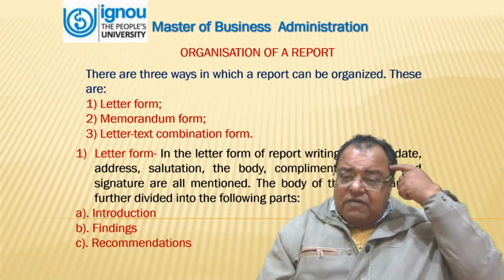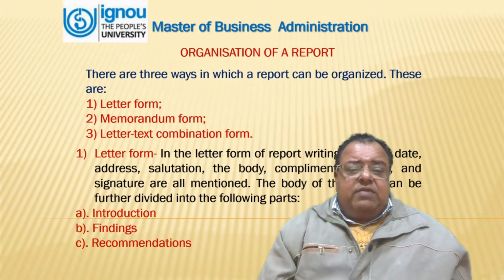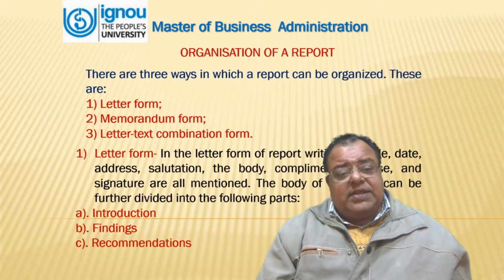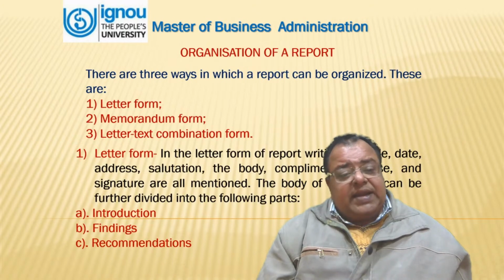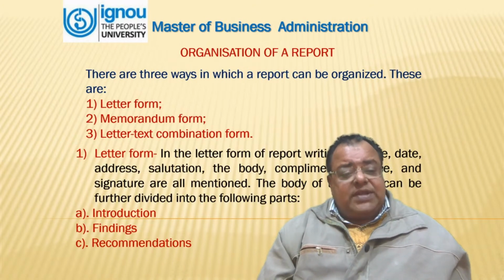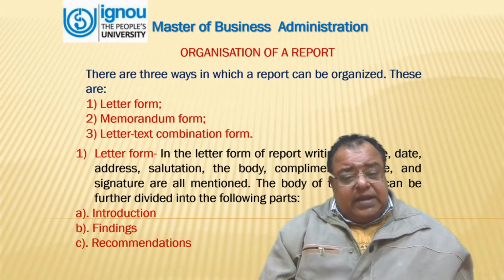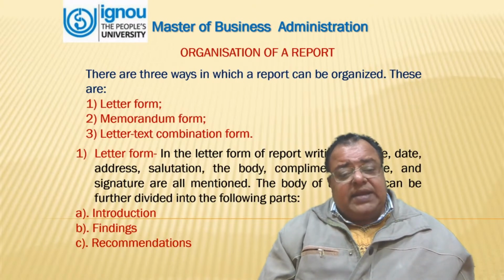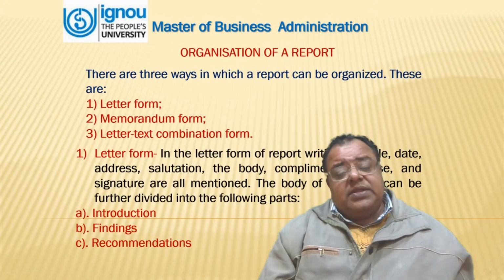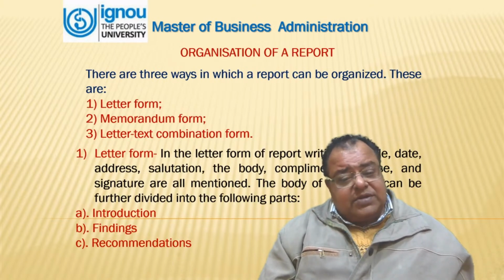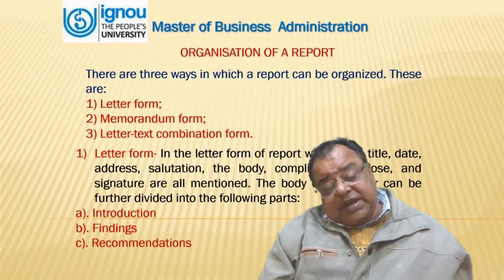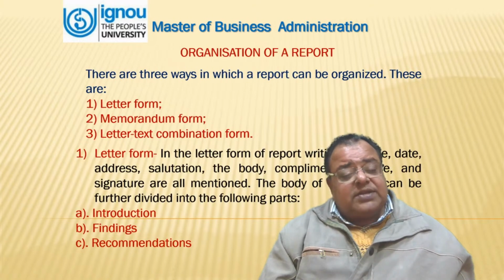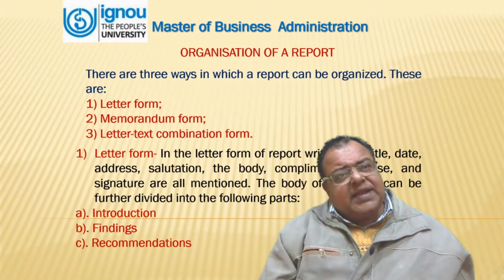Now, organization of a report. There are three ways in which a report can be organized, and these are the letter form, the second one is memorandum form, and the third one is letter text combination form. We will see letter form. In the letter form of report writing, the title, date, address, salutation, the body, complimentary clause, and signatures are all mentioned. The body of the letter can be further divided into the following parts, that is, introduction, findings, and recommendations.